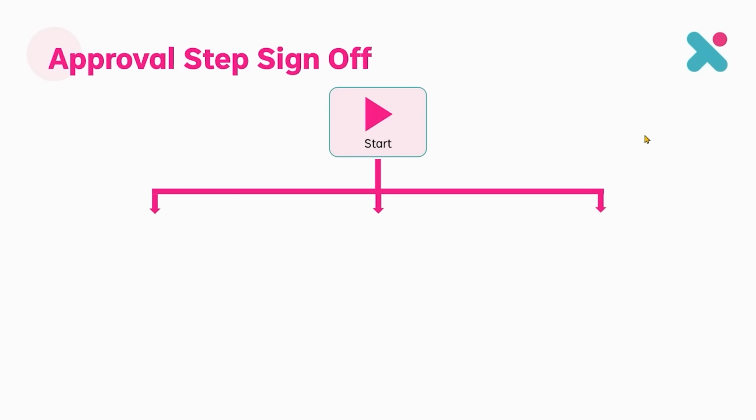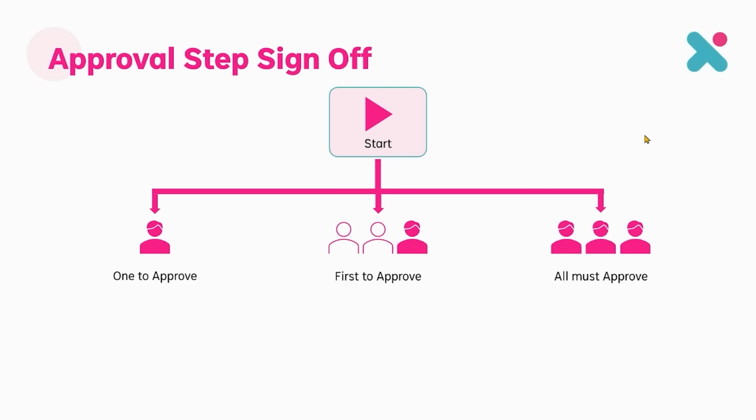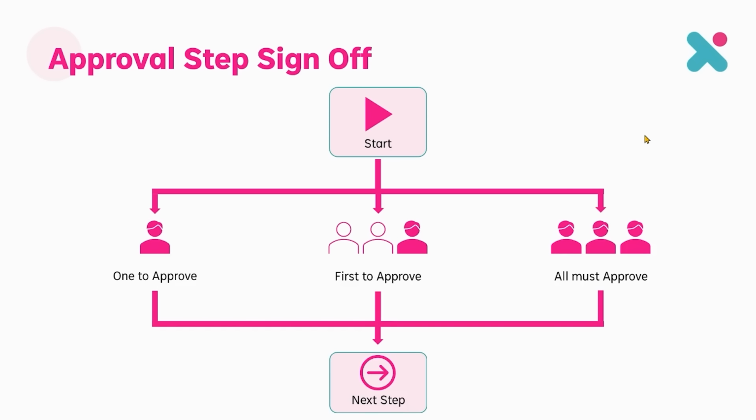Just in terms of those approval steps and what happens in that sign-off. So typically it's either one person to approve and we just send it to one person and we're not going to move on until they've approved it, or we can send it to a group of people but we're not going to move on until one person has signed it. But in that case, the other two people don't need to do anything. Or we send it to a group of people and all of them must approve it before we go on to the next stage.